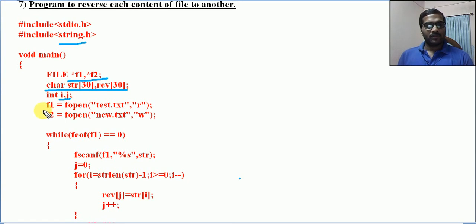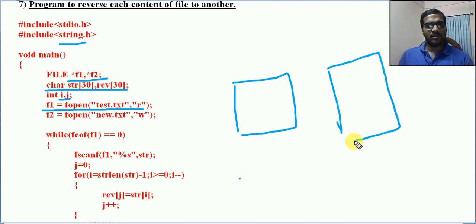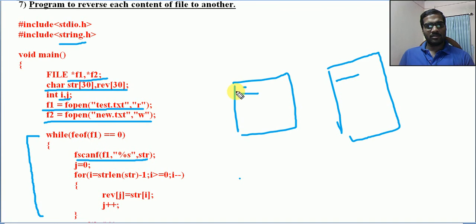The first file is opened in read mode. From the first file we are going to read the contents, and into the second file we are going to write, but in reverse order. That is our aim. The second file is opened in write mode, new.txt. So while feof f1 is equal to 0, what we are doing? First, fscanf f1 comma %s, str, the first string will be taken.